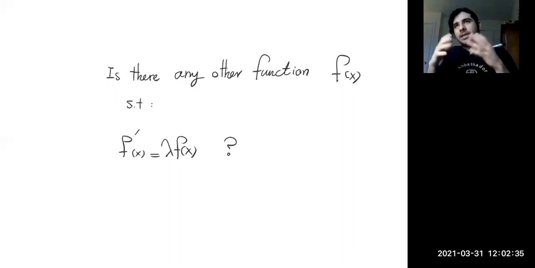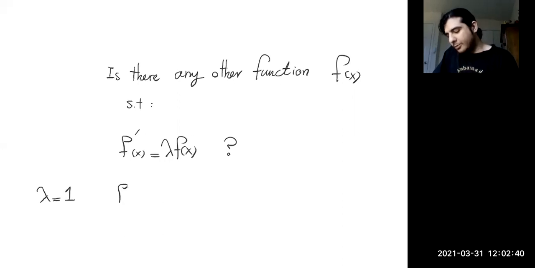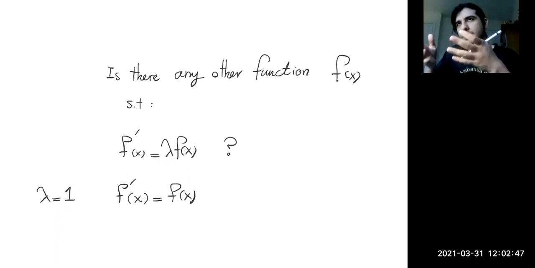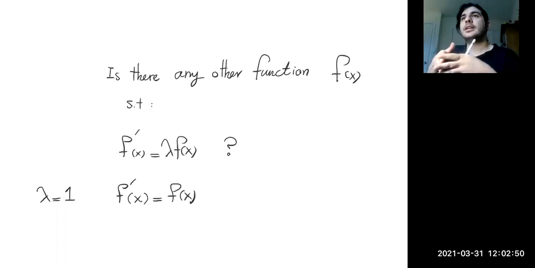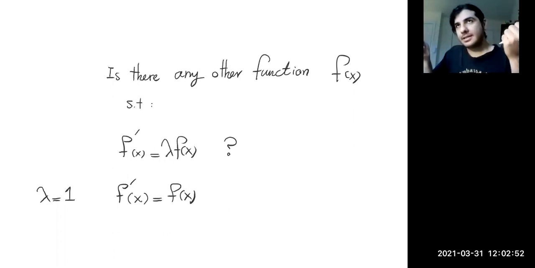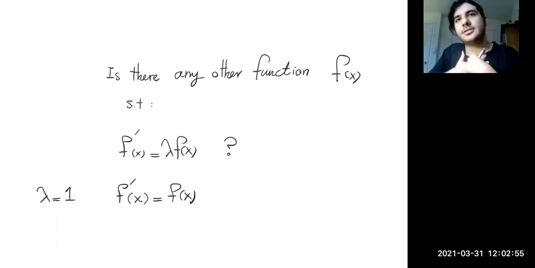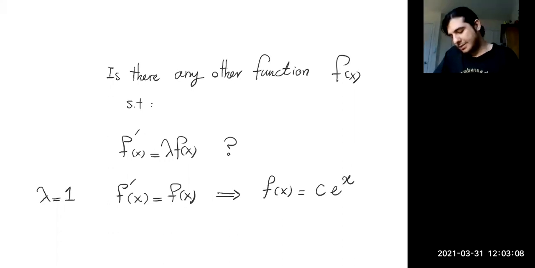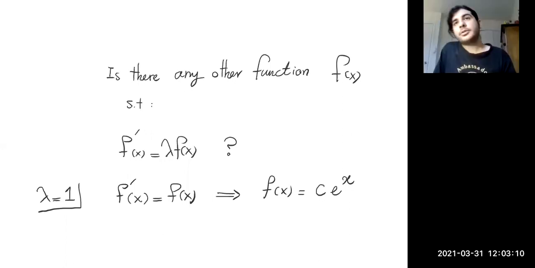So maybe first answering an easier question, let's consider only the case lambda equals 1. Suppose we want to look at f prime of x equals f of x. We know a multiple of e to the x is a solution here, but is there anything else which is a solution to this equation? The answer is no. The only solutions to this equation are of the form a constant times e to the x for this special case. Okay, let's see the proof.